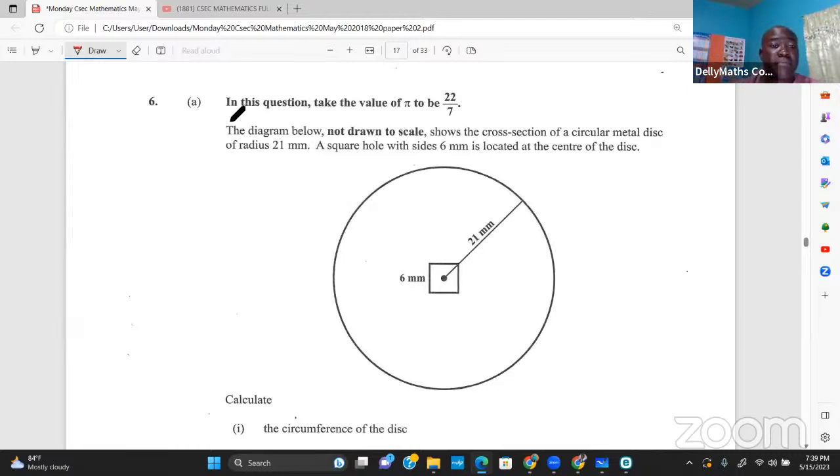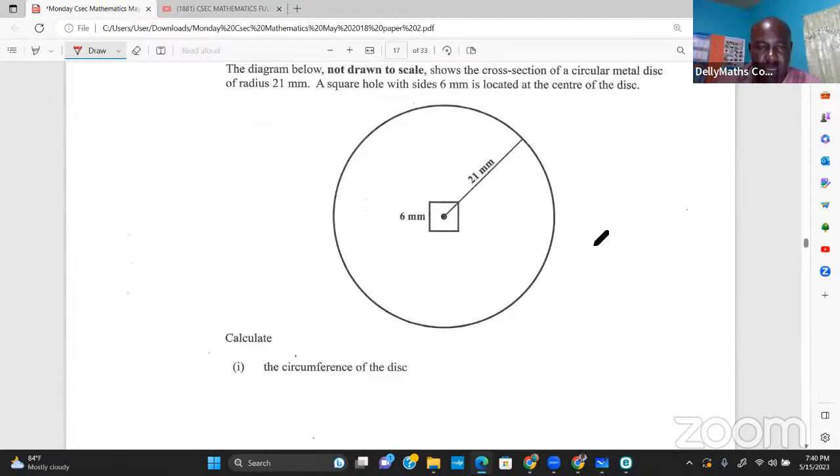All right, so number 6 says, in this question, take pi should be 22/7. So we're going to take pi as 22/7 in this question. It says the diagram below, not drawn to scale, shows the cross-section of a circular metal disc of radius 21. A square hole with sides 6 mm is located in the center. You're looking at it. They are saying to us, calculate the circumference of the disc.